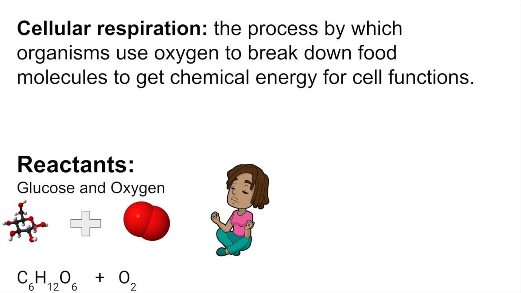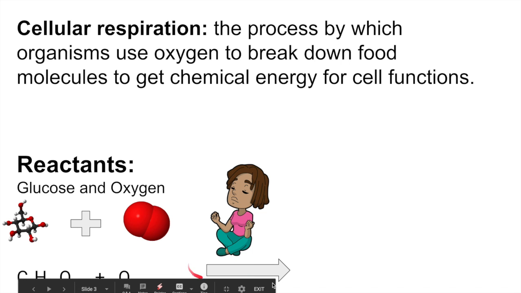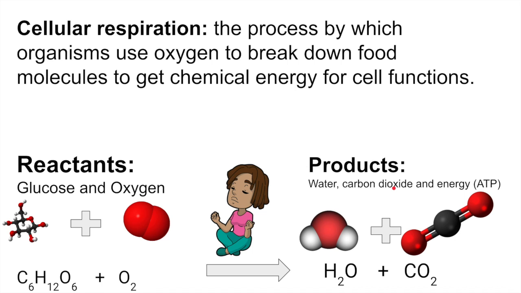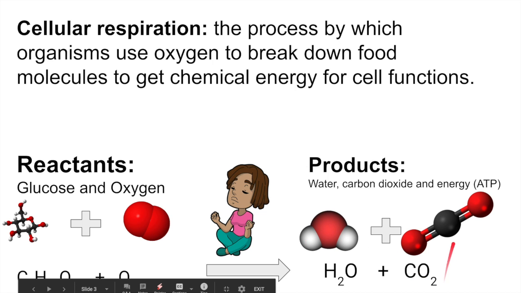Glucose is represented by the formula C6H12O6, and oxygen is represented by O2. It becomes, which is represented in our arrow here, our products, which is what comes out of a chemical reaction. In this case, it's water, carbon dioxide, and energy, or ATP. Water is represented by H2O with 1 oxygen and 2 hydrogen, and CO2 is represented by CO2 with 1 carbon and 2 oxygen.